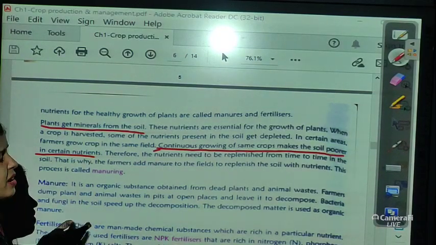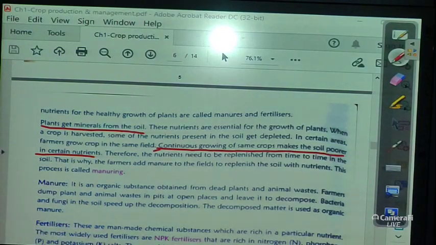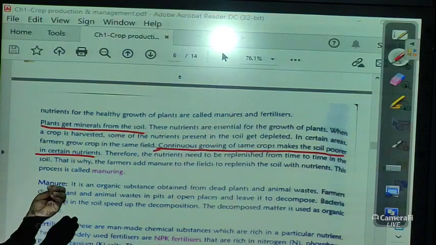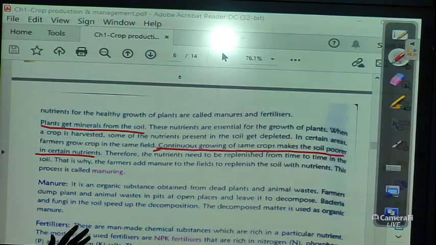It mixes up, and there is a warmness and stickiness in it. It means that it is ready, and now we can add it to the soil. It is full of nutrients. So the farmer adds manures to the field to replenish the soil with nutrients, and this process is called manuring. Replenishing the soil with nutrients using manures is known as manuring.